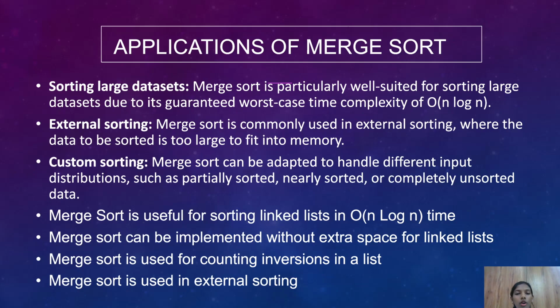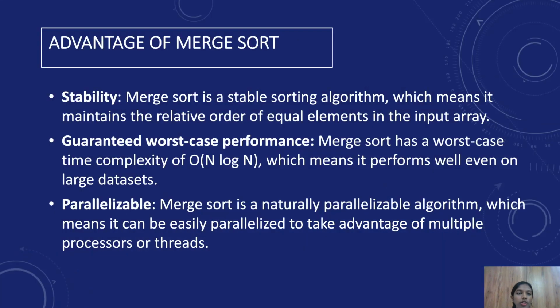External sorting. Merge sort is commonly used in external sorting where the data to be stored is too large to fit into the memory. Custom sorting. Merge sort can be adapted to handle different input distributions, such as partially sorted, nearly sorted, or completely sorted data. Merge sort is useful for sorting linked lists in omega of n log n time. Merge sort can be implemented without extra space for linked lists. Merge sort is used for counting inversions in a list. Merge sort is used in external sorting.